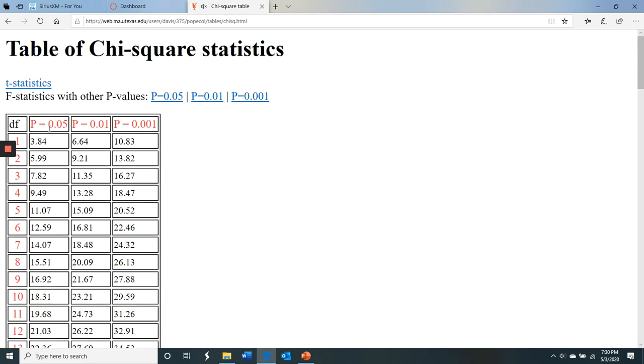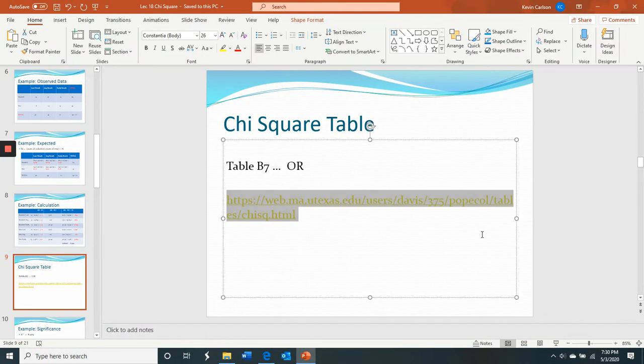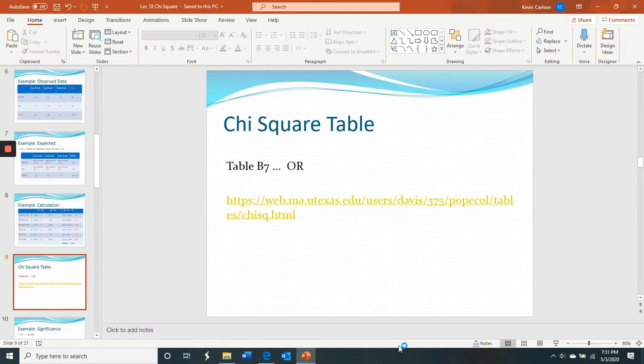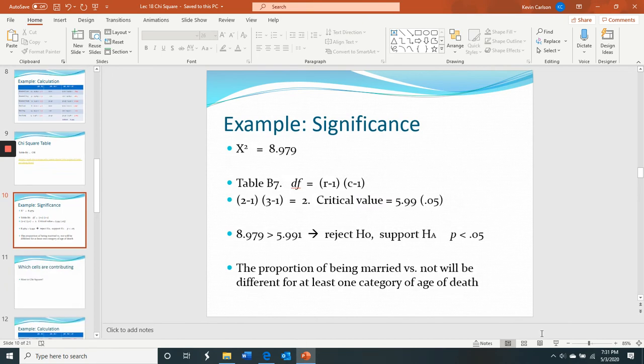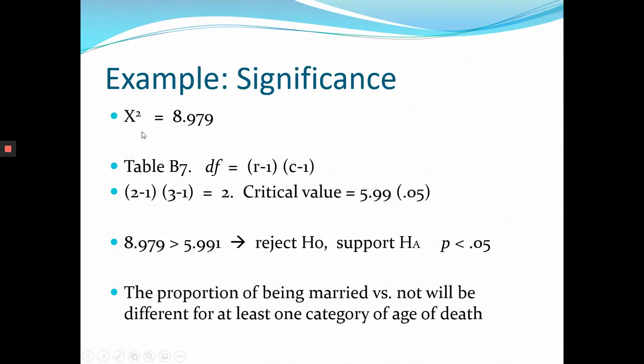And since we used the p is less than 0.05 level, so 5% alpha, we'll use this column right here. And the degrees of freedom is really easy. I'll make this bigger for us. So this is our chi-squared from our calculations. And then in our table, whether it's in our textbook or that link, we use the degrees of freedom of this. It's the number of rows minus 1 times the number of columns minus 1.